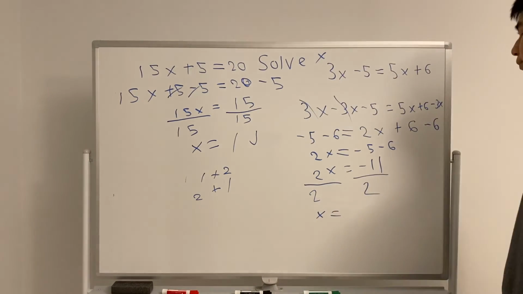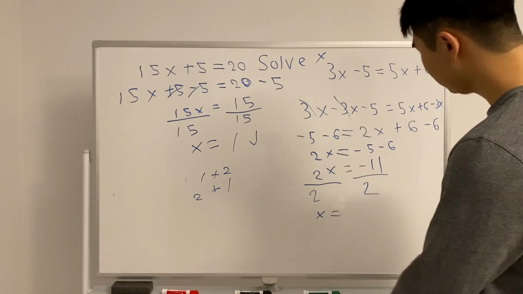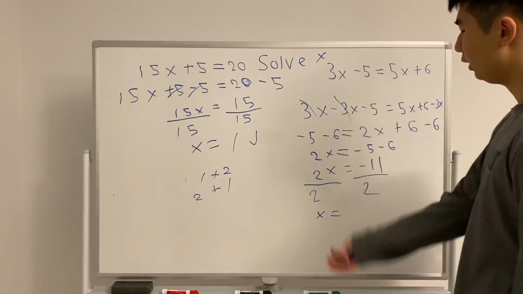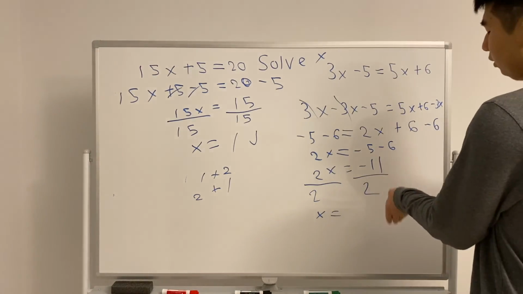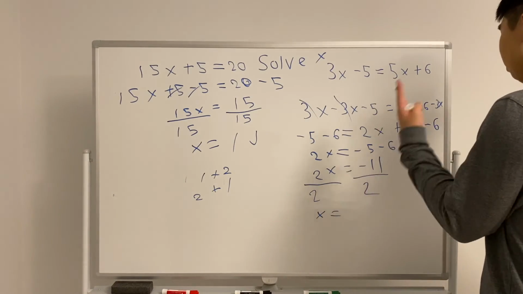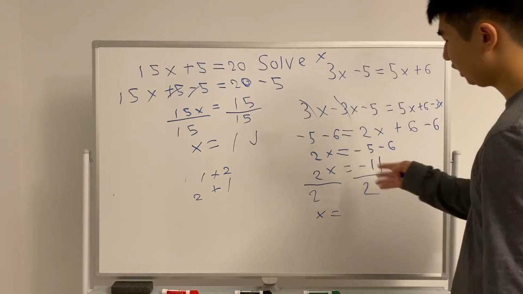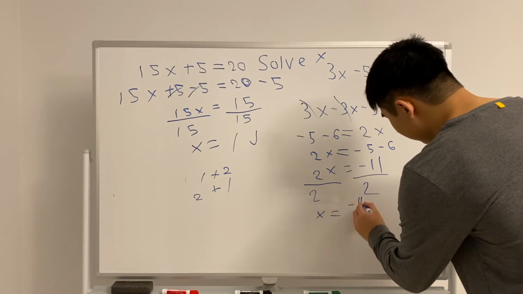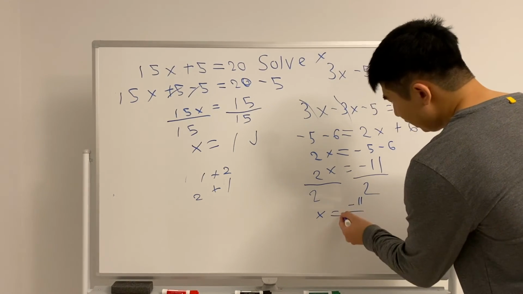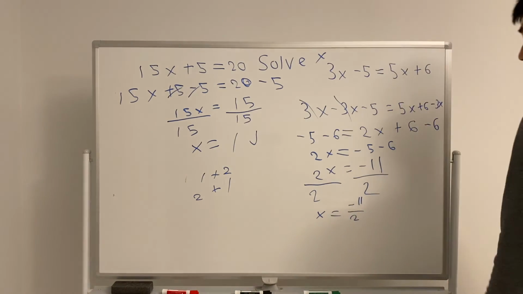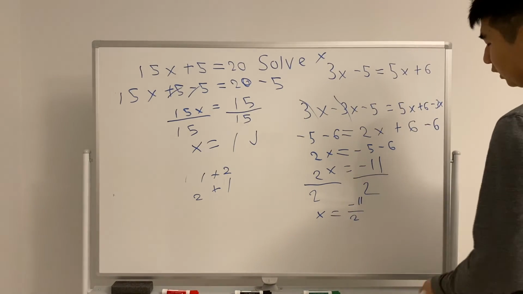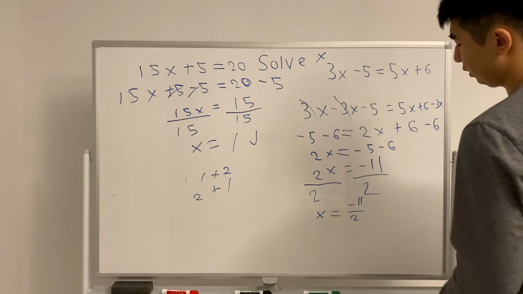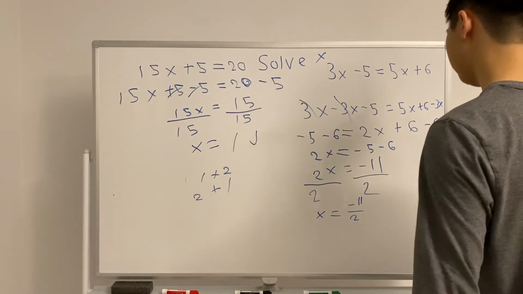typically, when you're doing your tests and stuff, your teacher is probably going to want to make sure that you put this in fraction form, so just keep it as it is. So this can be written as -11 divided by 2. You can put the negative on the side directly if you want. But if you do want to put it into a decimal or a number, it's technically not wrong.